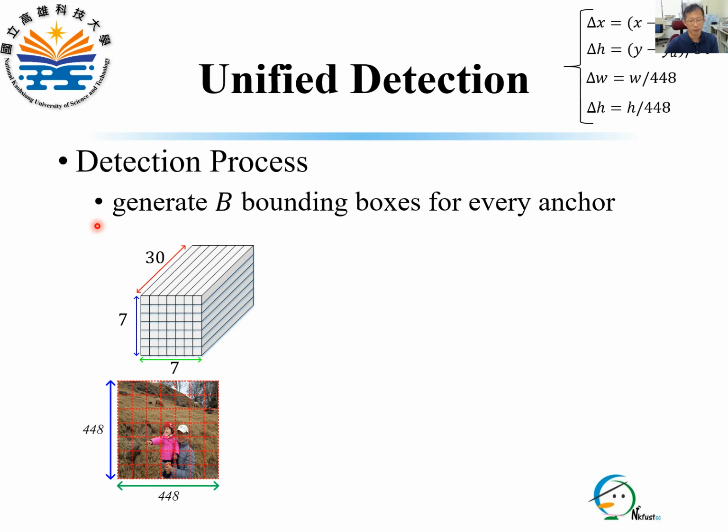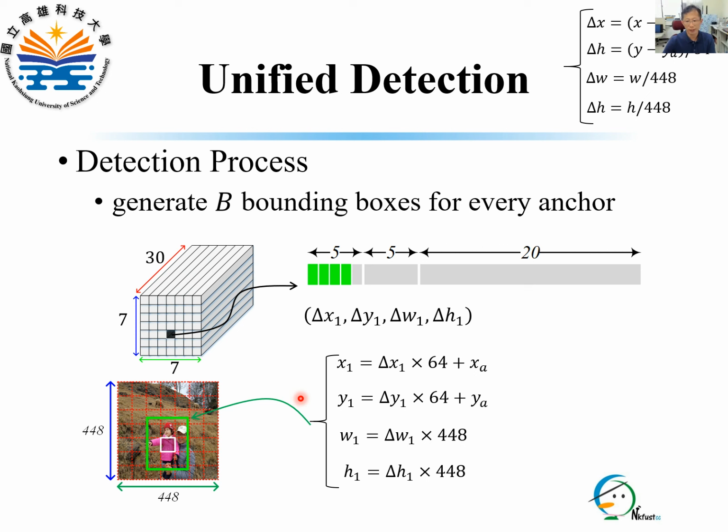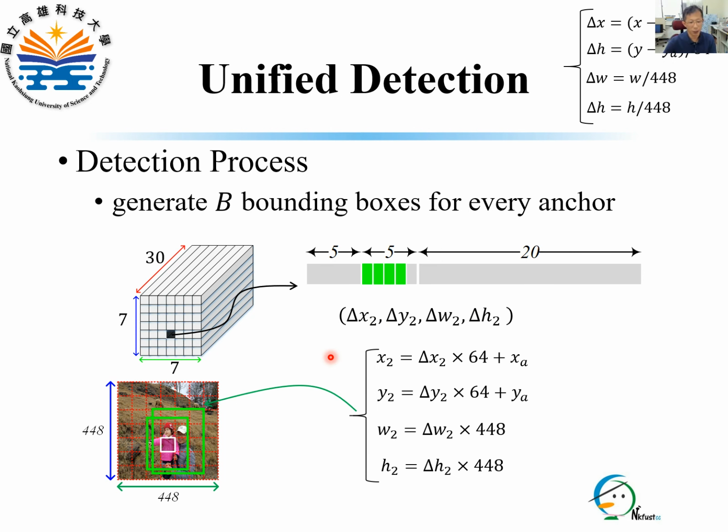In the detection process, YOLO v1 generates B bounding boxes for every anchor. For each anchor with its corresponding predicted 30 parameters, YOLO v1 uses these 4 regression parameters to generate the first bounding box according to these equations. These equations are simply derived from those for bounding box encoding. Similarly, YOLO v1 generates the second bounding box by using these 4 regression parameters.